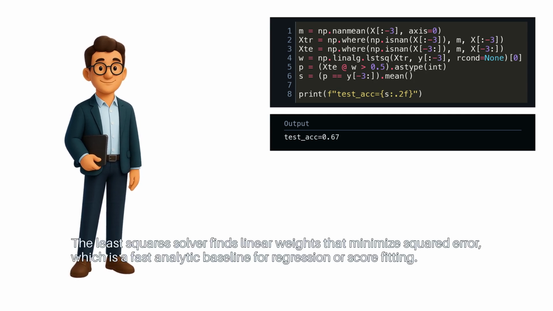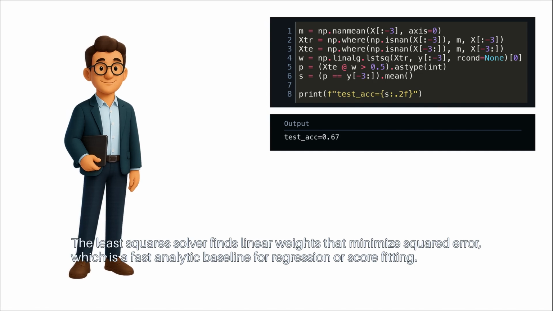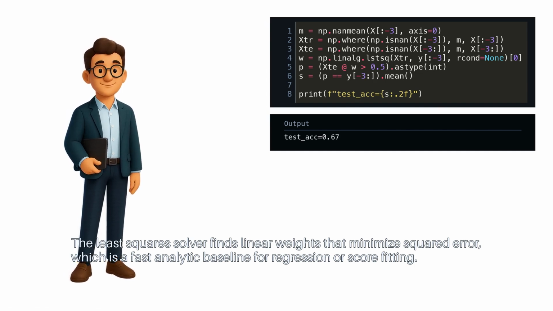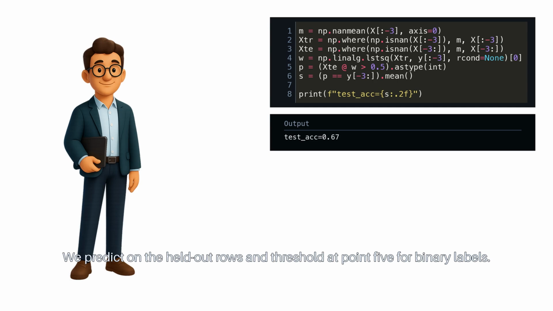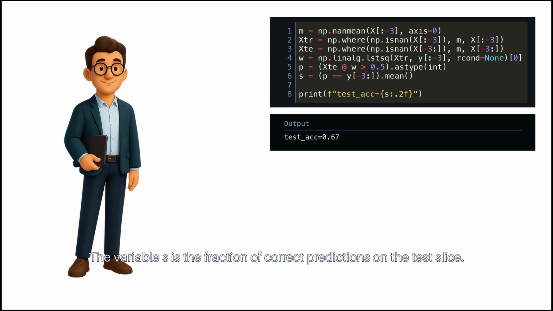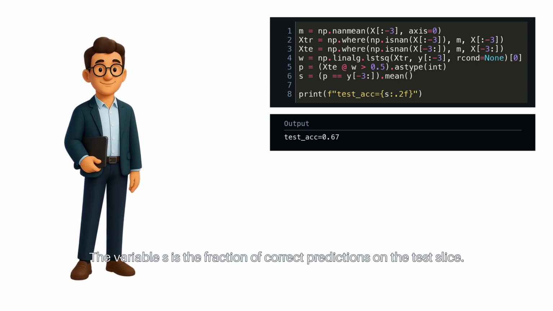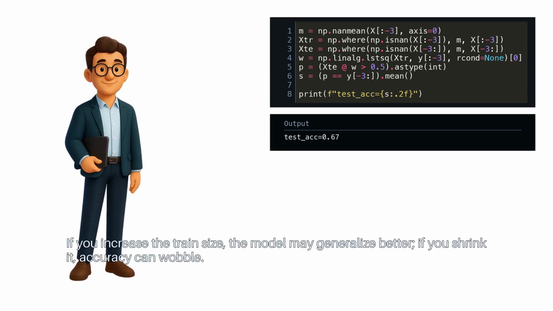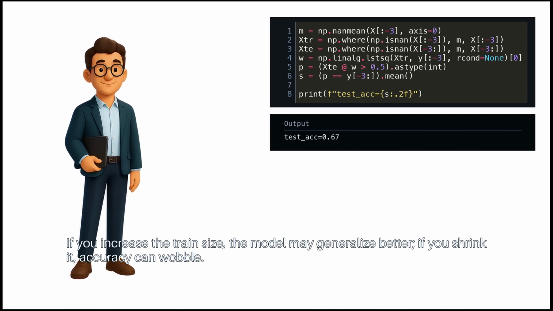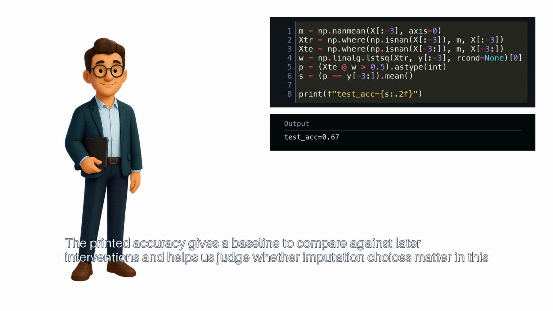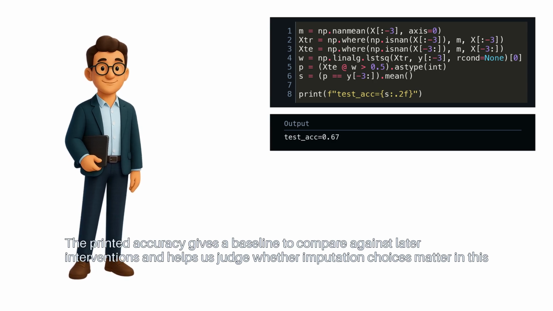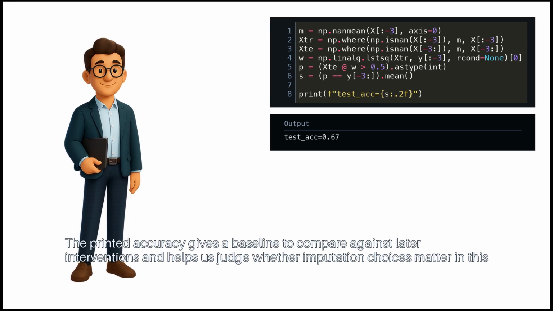The least squares solver finds linear weights that minimize squared error, which is a fast analytic baseline for regression or score fitting. We predict on the held out rows and threshold at 0.5 for binary labels. The variable S is the fraction of correct predictions on the test slice. If you increase the train size, the model may generalize better. If you shrink it, accuracy can wobble. The printed accuracy gives a baseline to compare against later interventions and helps us judge whether imputation choices matter in this toy task.